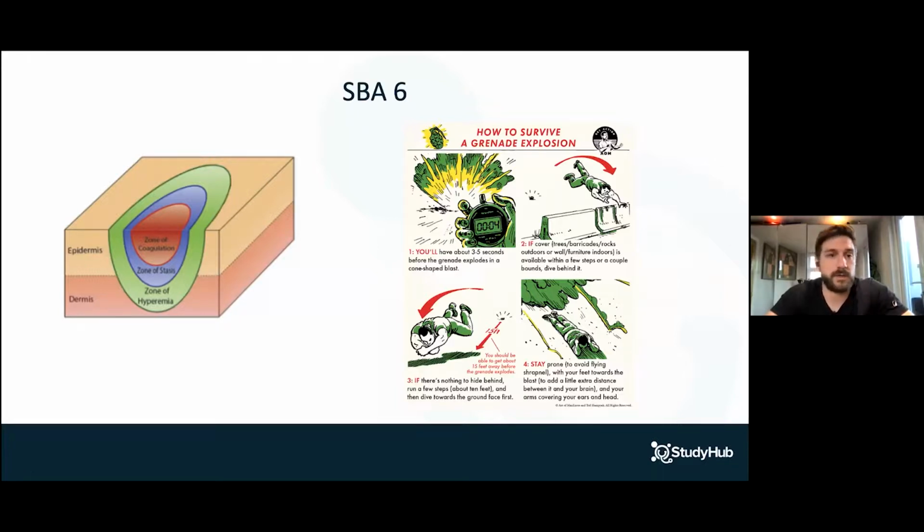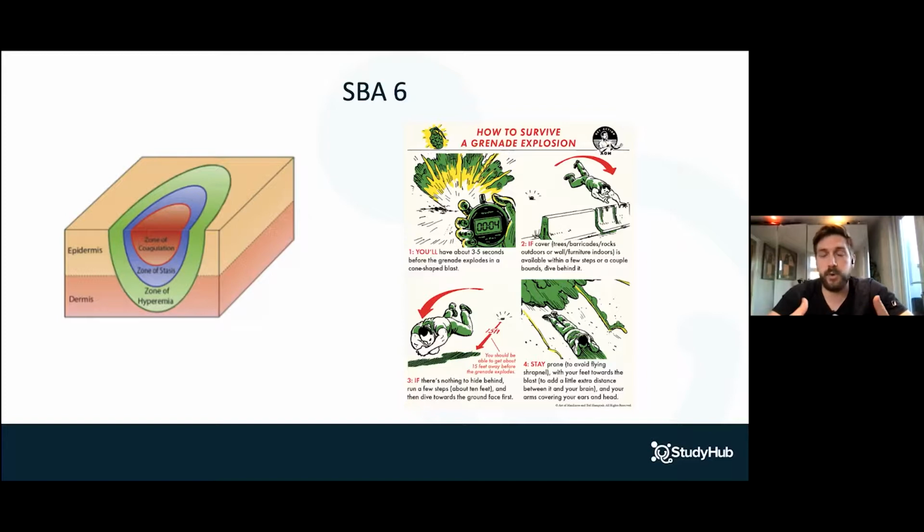So the zone of coagulation, that's close to your grenade, so that's all dead. You can't survive that. The zone of stasis is the area where you've got people that are injured, and quite significantly injured, and they will die if they don't have intervention. And the zone of hyperemia is your walking wounded, where they're not going to die if you don't intervene.